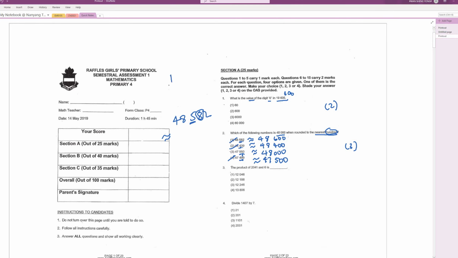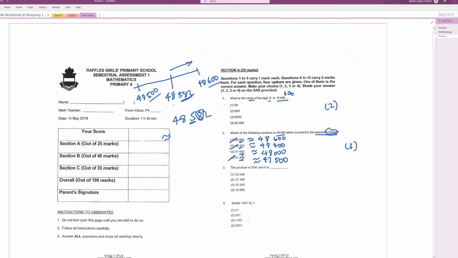So what do I mean by round up? Let's write the number line first. So we have 48,582. The next 100 will be 48,600. And the hundreds below this number is 48,500. So 582 is actually between 500 and 600. That's how the numbers come about. And we know that 582 is closer to 600 as compared to 500. That's why we round up.